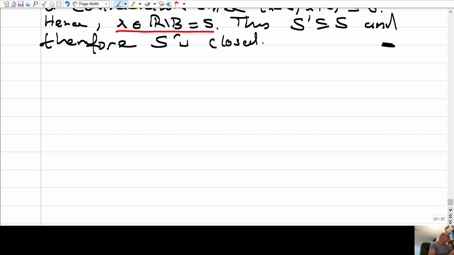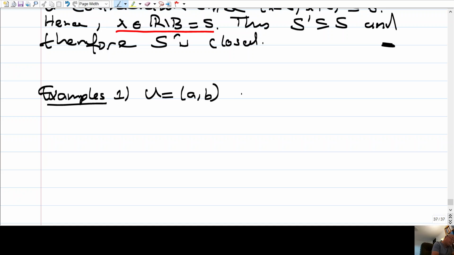Okay. So let's see some more examples of closed and open sets. For example, such an interval. Okay, let me say, an interval like this is open, right?